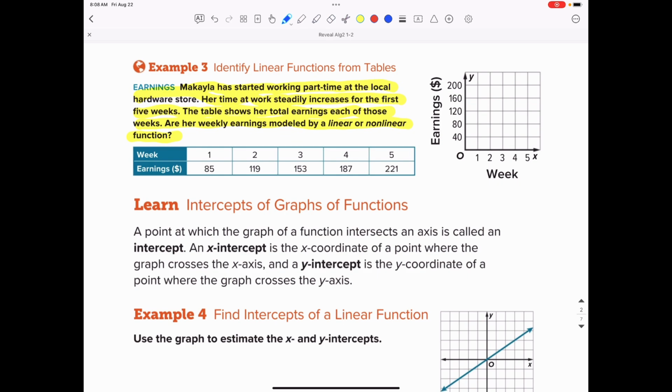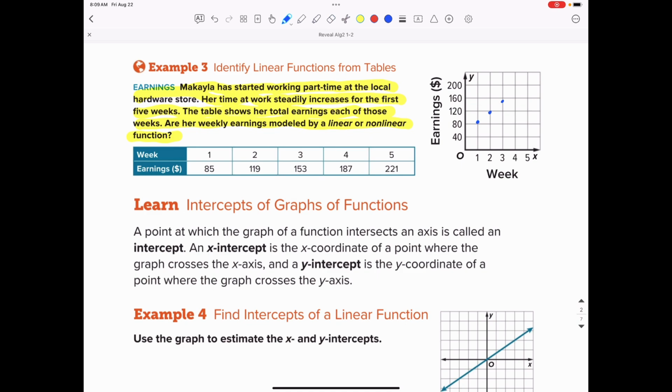So week 1, earnings of 85. I would go over to week 1 and up to 85, which is roughly, let's see, this would be 100, and halfway between that and that would be 90, so halfway between that and that would be 85. So 85 is just above the 80 on the scale, roughly right there. Week 2, 119 is almost to 120. Place a point there. Week 3, 153, roughly right here. It's not quite to 160.